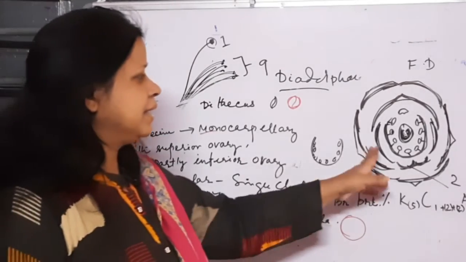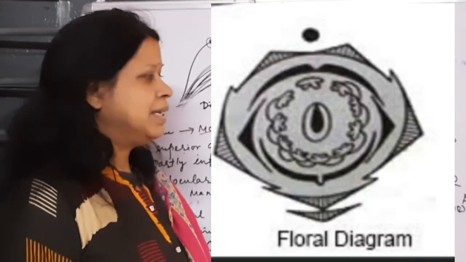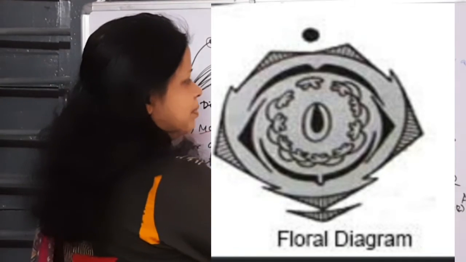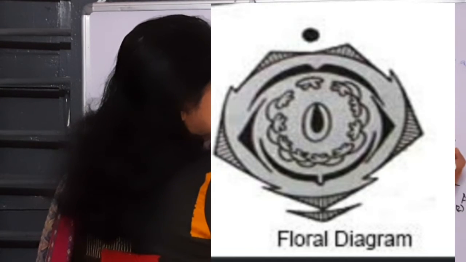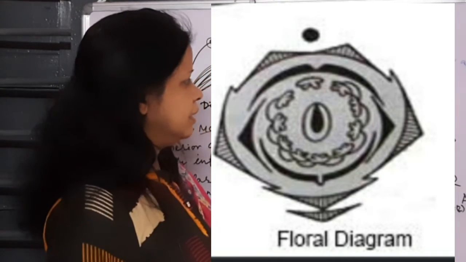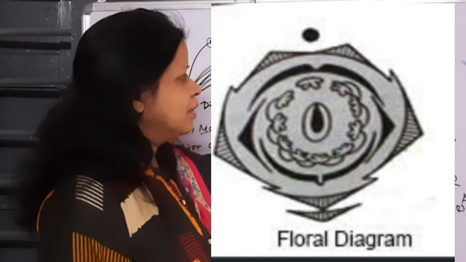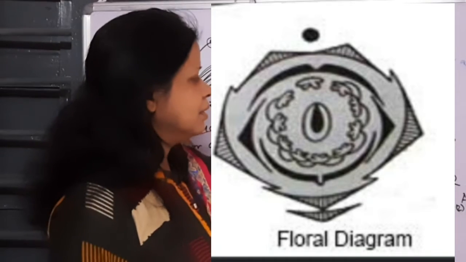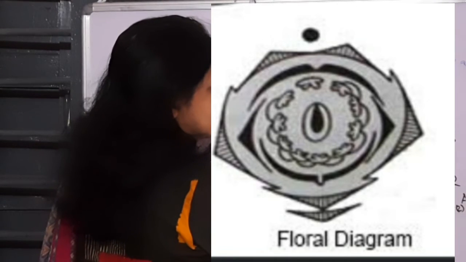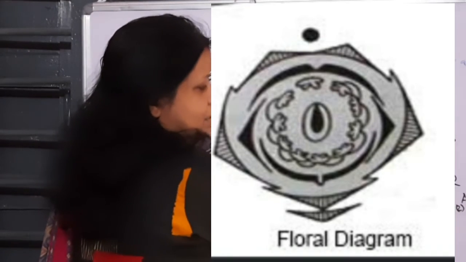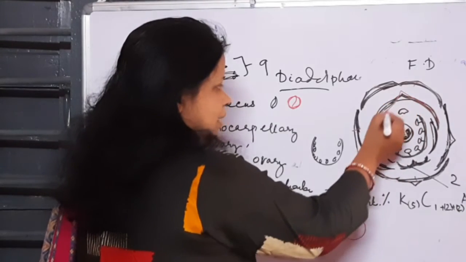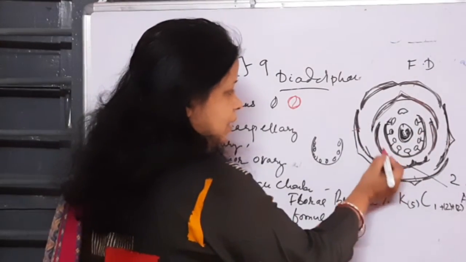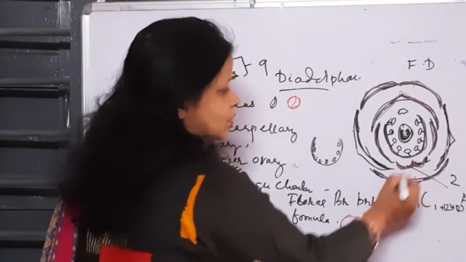Next comes the floral diagram of the plant, that is Pisum sativum. The outermost ring is for calyx. Number of sepals is 5, and these are united to form a single calyx. The next ring is the corolla ring. This is the largest petal, that is vexillum or standard. Then come the two wings on either side. Then the innermost is the keel.